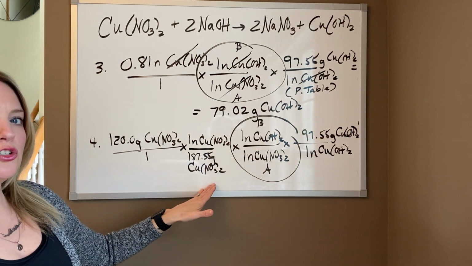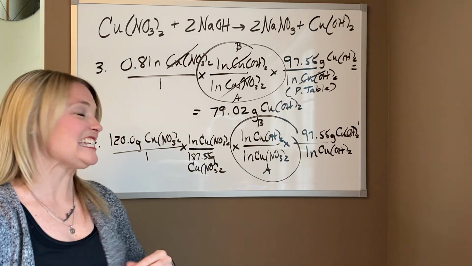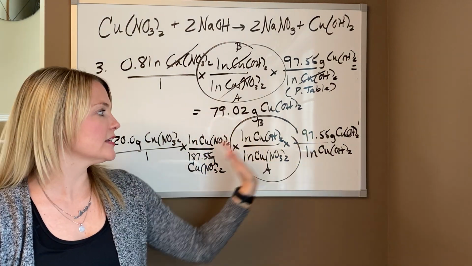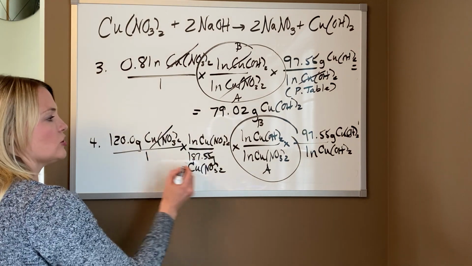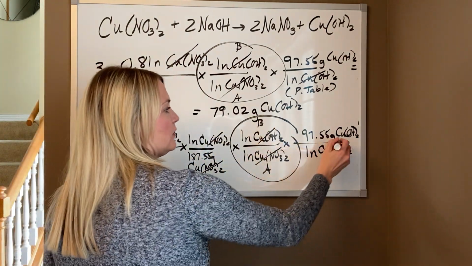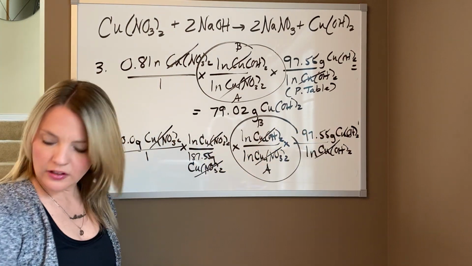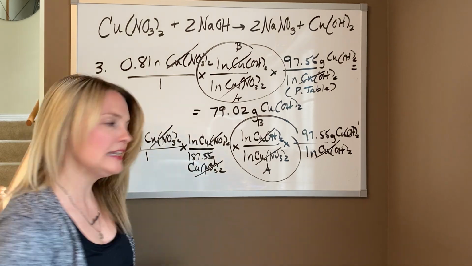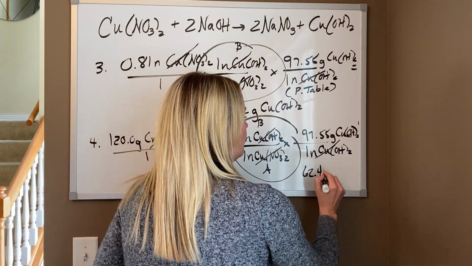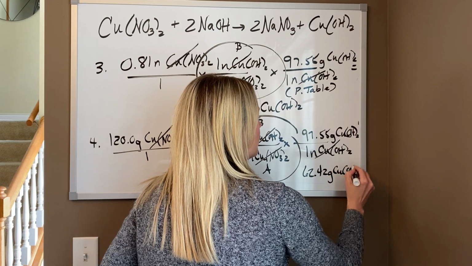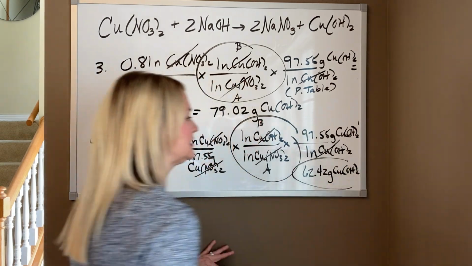What a lot of people will do is they'll forget to divide by the 187.55. So multiply the top, divide by the bottom, make sure all your units are canceling, which they are, giving us our final answer in grams of copper hydroxide. It is 62.42 grams of copper hydroxide.